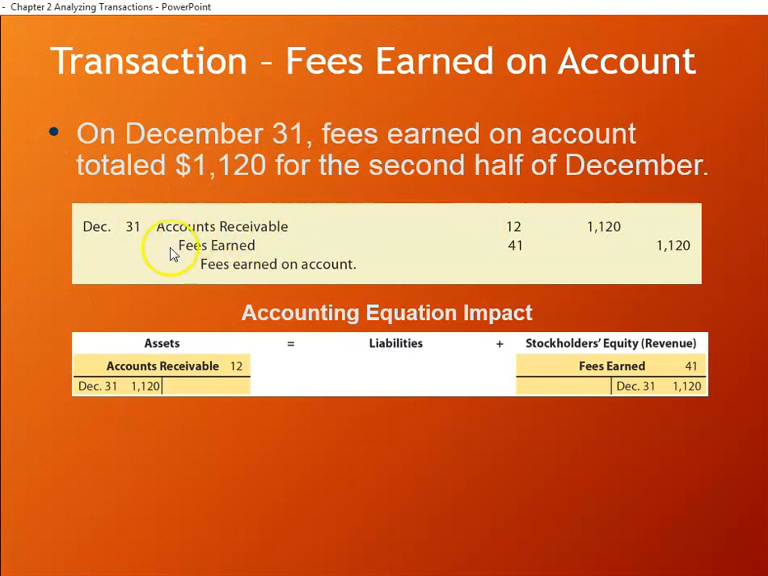Again, whether it's cash or accounts receivable, this fees earned revenue account entry will be the same. And the accounting equation impact will be the same. Okay, we're going to increase stockholders' equity now. When we get the cash later and we convert this receivable amount into cash, there will be no impact on stockholders' equity.